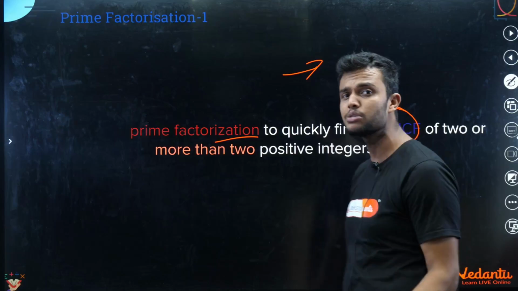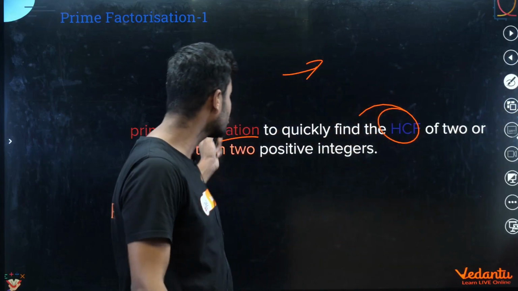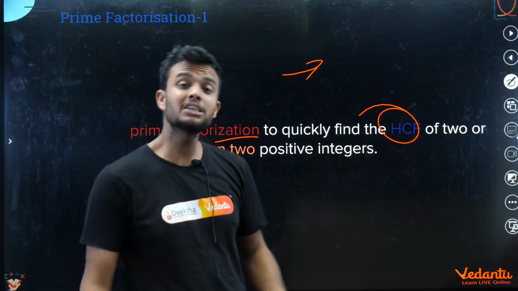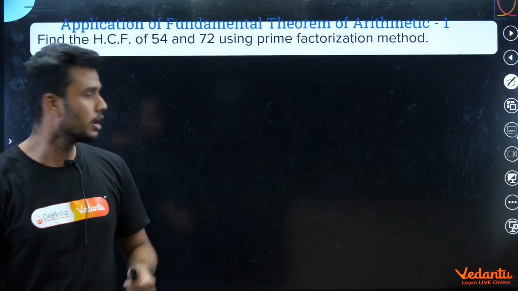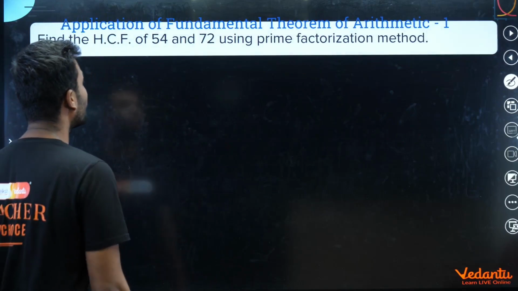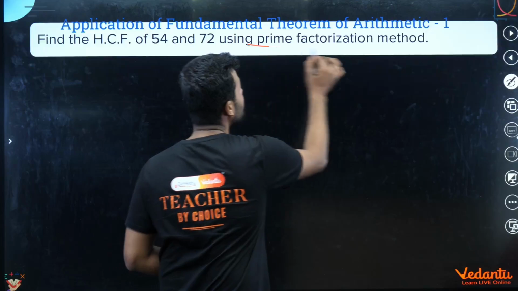Why here, sir? Why, Suhas sir? We have many methods. Why do you use prime factorization? Because by using prime factorization, we can easily find the value. Come on, let's discuss. Let's find the HCF of 54 and 72 using prime factorization.